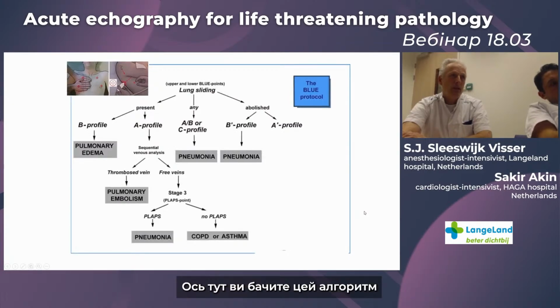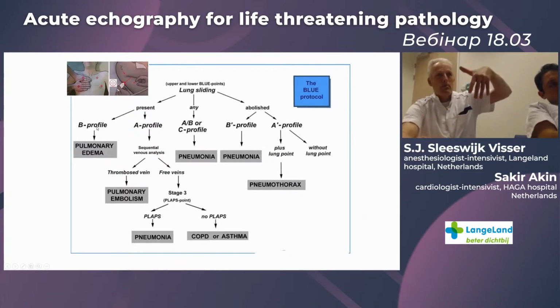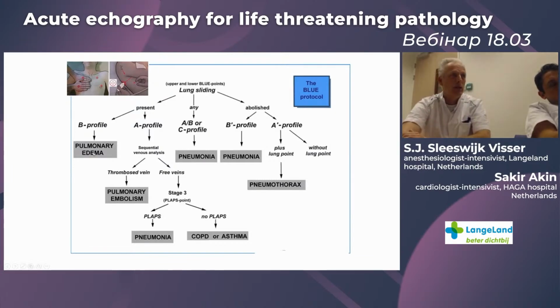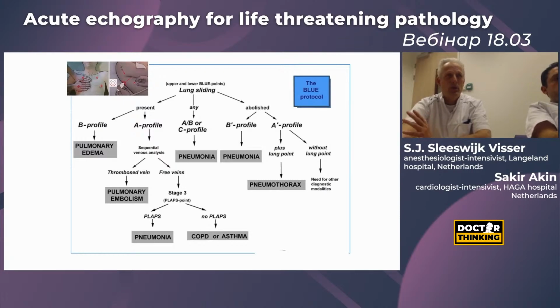So this is our algorithm. Again, in the B profile with the B lines, the comets, it's pulmonary edema. The A profile with the horizontal lines, you see with these conditions. And if there is no lung sliding and there is a lung point, then you can be 100% sure that you have a pneumothorax. You don't have to make an X-ray. If you do not see a lung point, then you might have something else. You might have a pneumonia, or you might have a bullae.